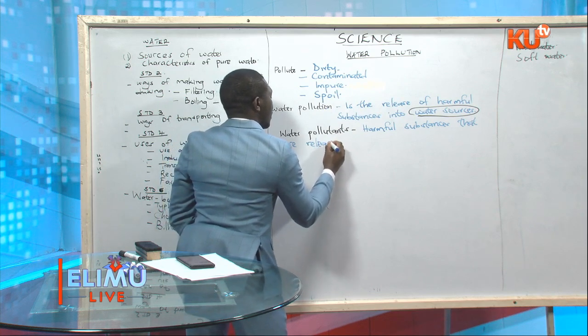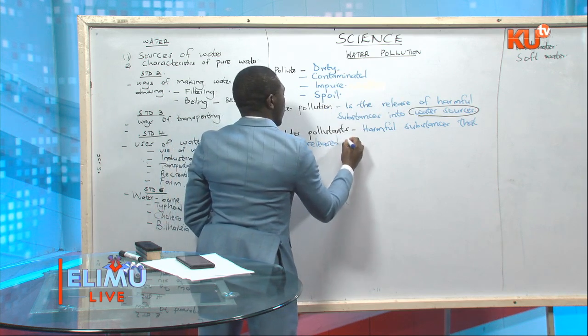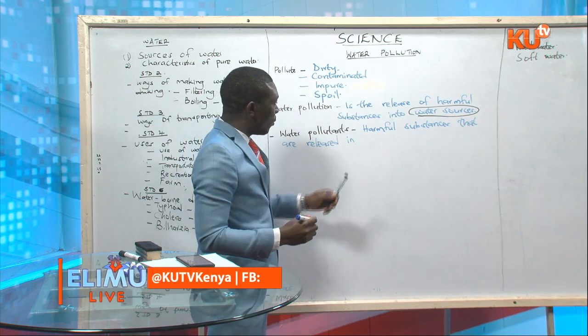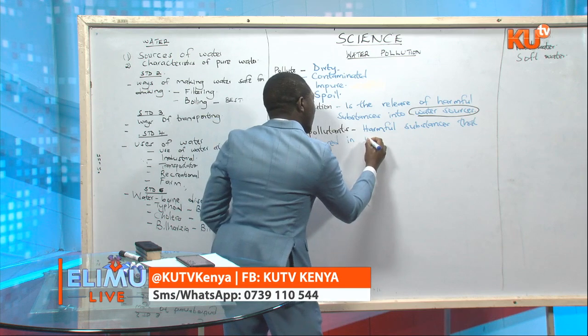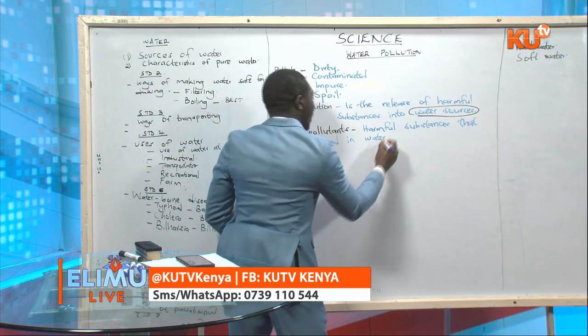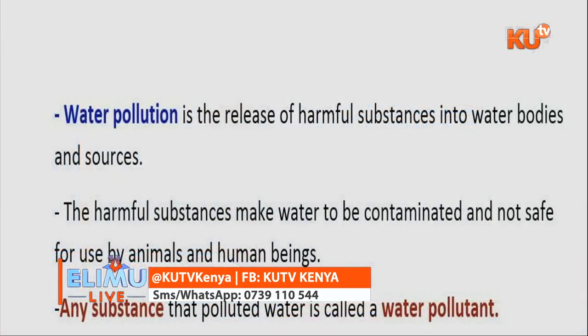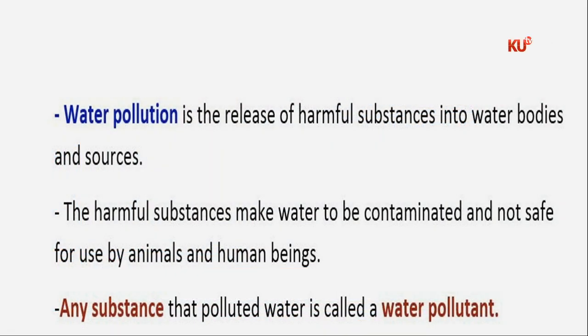And in Standard 8, I believe, you shall learn about air pollutants. You realize that air pollutants are those harmful substances that are released in air. So here, water pollutants are those harmful substances that are released in water. So when you come to these harmful substances, you will find that we have got many of them and we shall learn them.